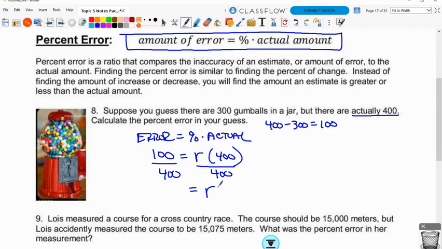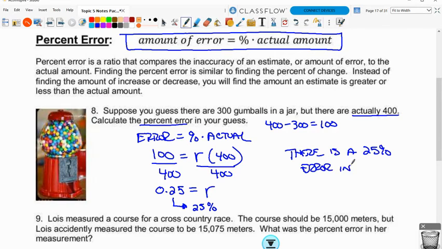Using your calculator, 100 divided by 400 is equal to 25 hundredths. But again, they wanted us to calculate the percent error, so we calculate this as a percentage, and that becomes 25%. So we would say that there is a 25% error in the guess.